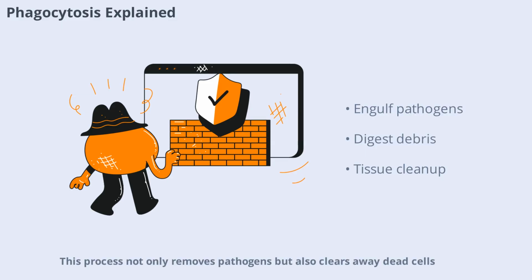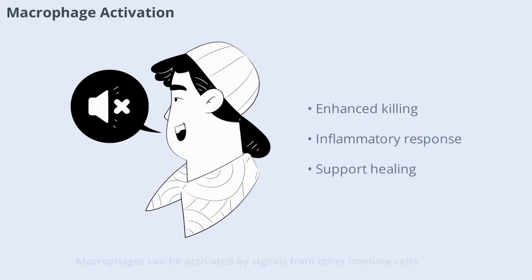This process not only removes pathogens but also clears away dead cells, keeping tissues healthy and free of debris. Macrophages can be activated by signals from other immune cells, such as helper T cells. Once activated, they become more efficient at killing microbes and producing inflammatory molecules. This heightened state allows them to better control infections and support the healing process.